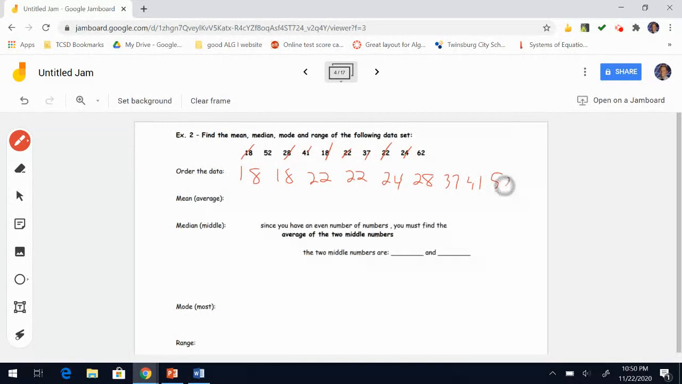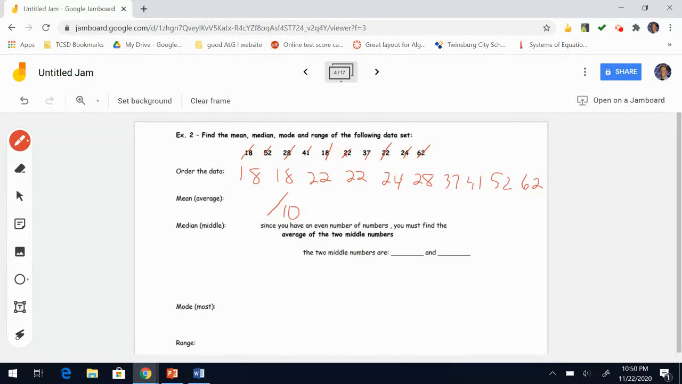52. And then 62. So again, I have 1, 2, 3, 4, 5, 6, 7, 8, 9, 10. I have 10 numbers again. So we're good. If we do the mean, we know we're going to be dividing by 10 since we just counted that information, because we want to double check, do the little things to make the big things happen easier.